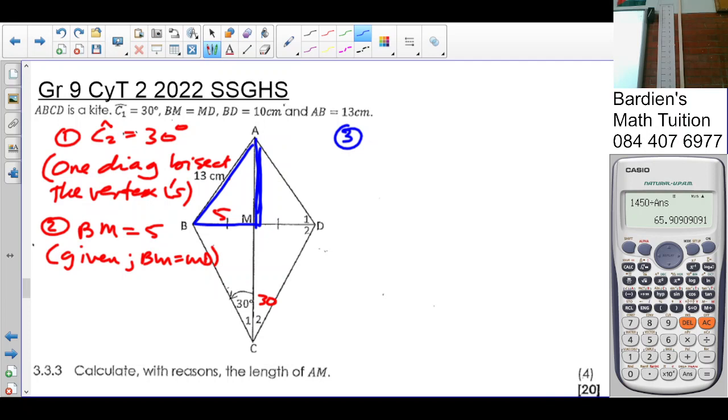So, you want to apply Pythagoras to calculate AM. But what was the condition there? The first condition given. It has to be a right angle triangle. But is this not a right angle here? Yes. And why is that a right angle?